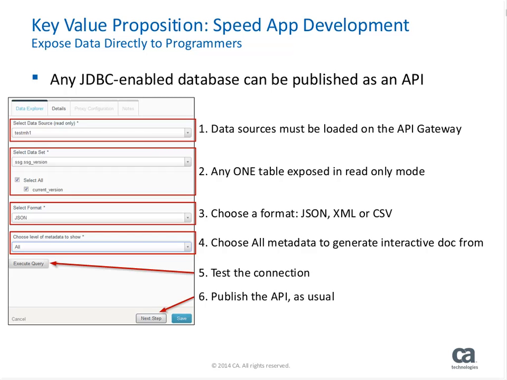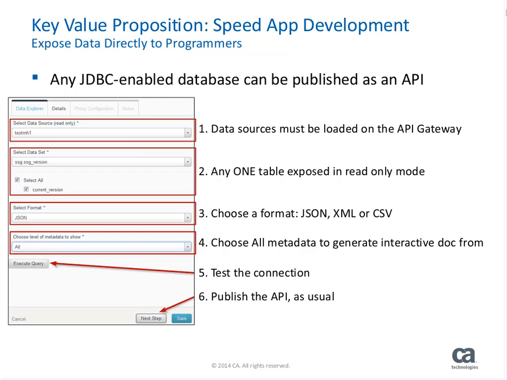You can then go ahead and select one of those tables, and you can select any elements within that table. So here we only have one, it's been selected here, but if you have multiple, you can choose which ones you want to expose out of that table. You can also select the format for it. Typically, we're doing mobile development, so typically JSON is required here, but we can also use XML as well.